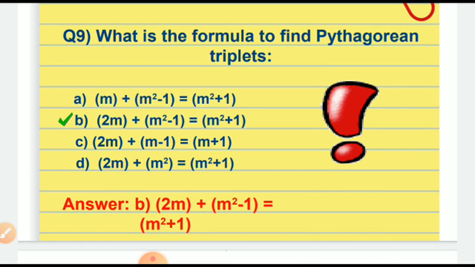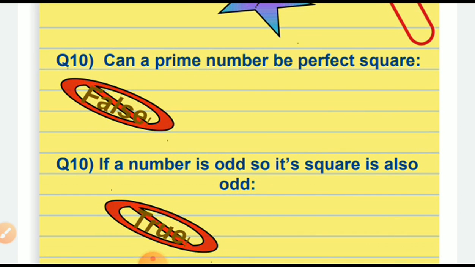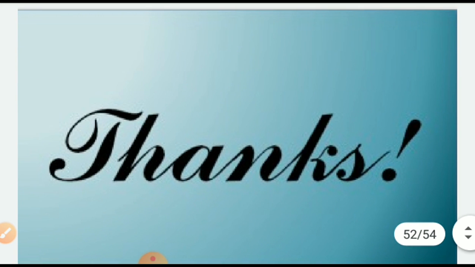What is the formula to find Pythagorean triplet? Mistakes make perfect. Formula is 2m plus m square minus 1 is equal to m square plus 1. Or sometimes they can ask ulta. M square plus 1 is equal to m square minus 1 plus 2m. So don't worry about the same things. We can interchange only. Can a prime number be a perfect square? No, never. Second, if a number is odd, so its square is also odd. Yes, it's true. We all know these ones. Yes or no? So here we can end up today's session.